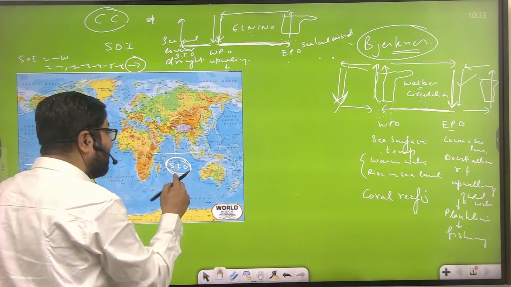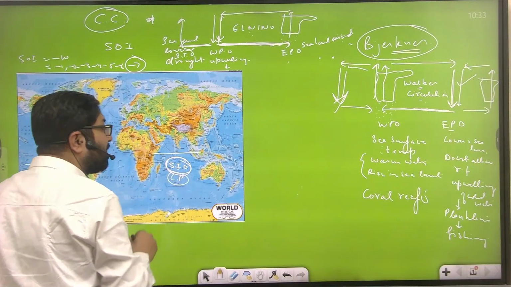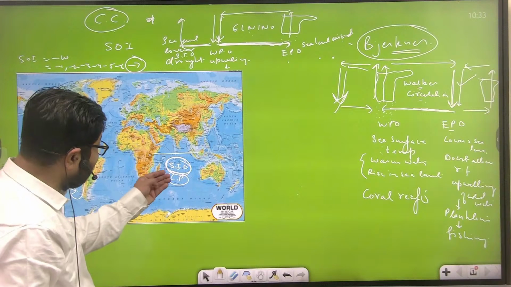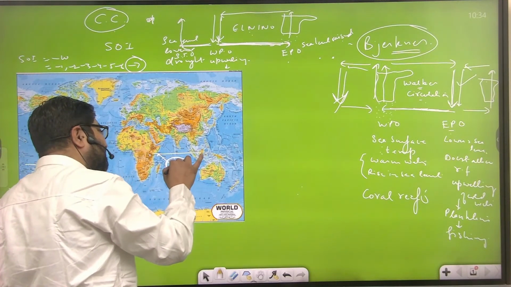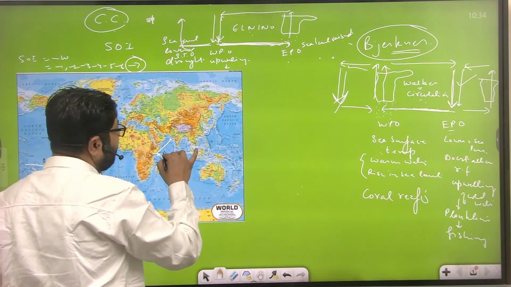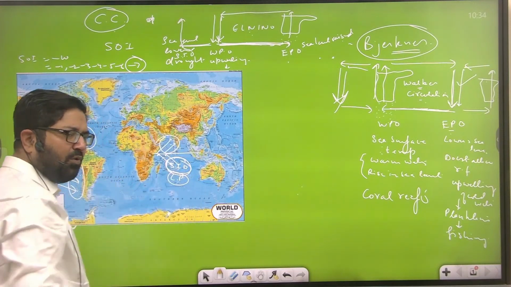But rising air lowers the pressure over the southern Indian Ocean. As a result, the southeast trades become weak and the southwest monsoons become weak.